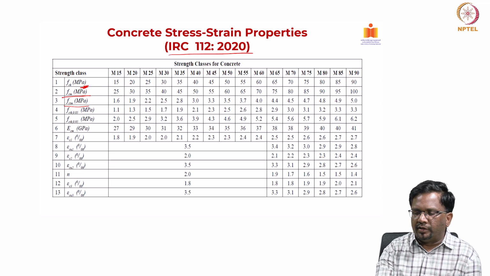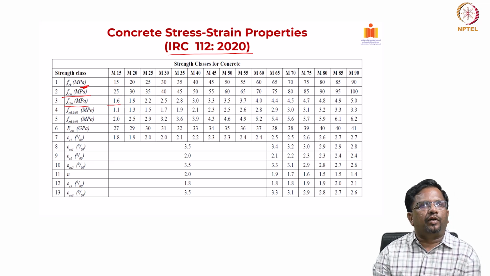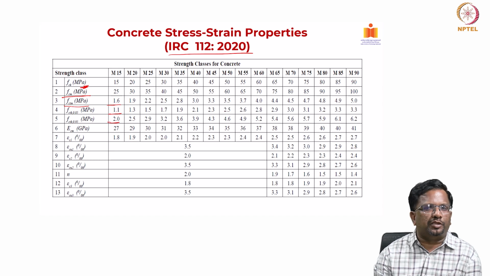So, again this is characteristic strength, and fctm is the mean strength, sorry. And then for 5% characteristic strength, you get 1.1. If it is 95%, this has to be greater than the mean, as you know.